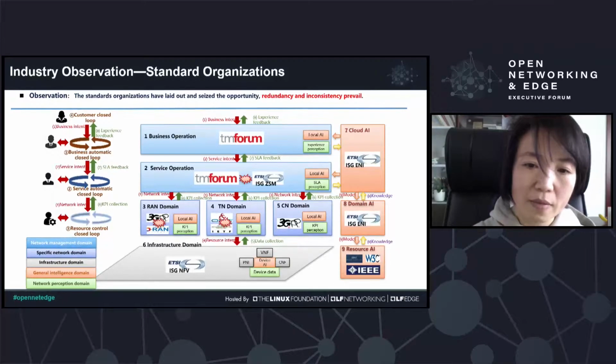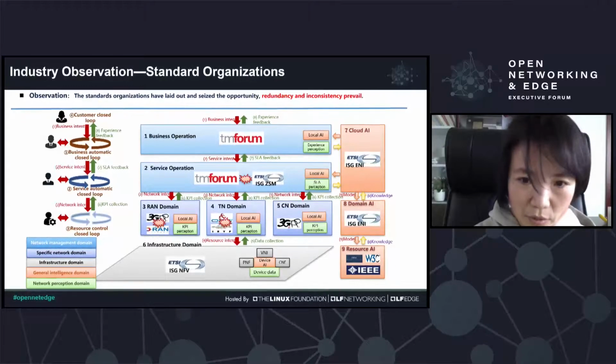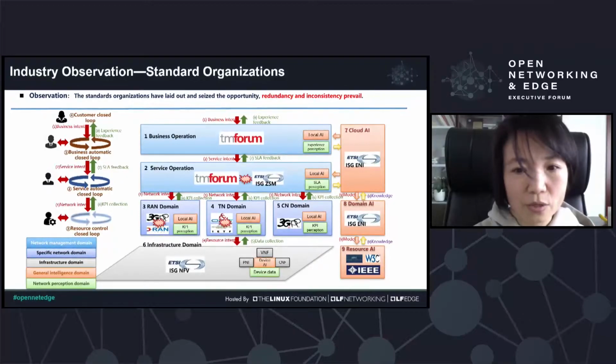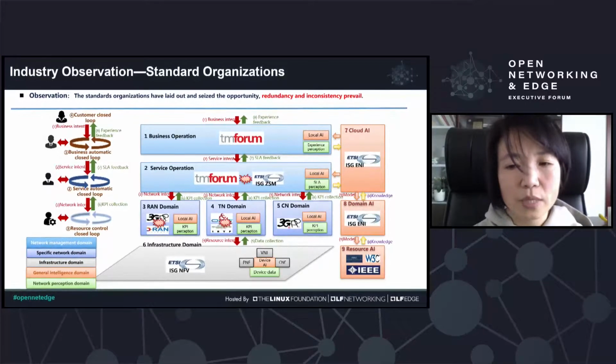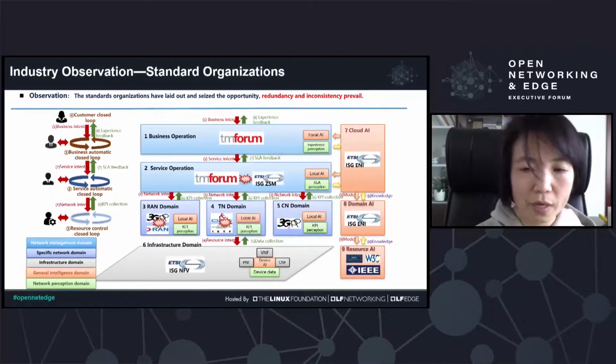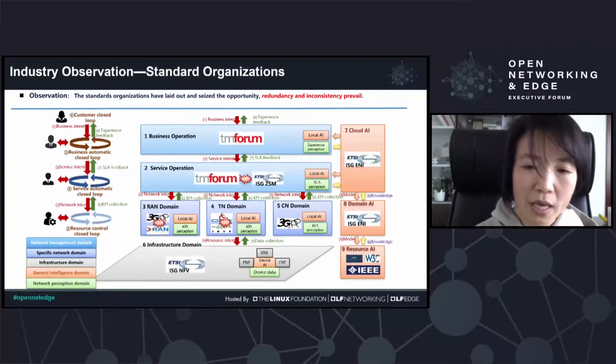And in this whole circle, you see there are horizontal loops, which are the business automatic closed loop, the service automatic closed loop, and the resource control closed loop. That's pretty much one of the key features of artificial intelligence applications: you cannot have a product and not touch it for long.